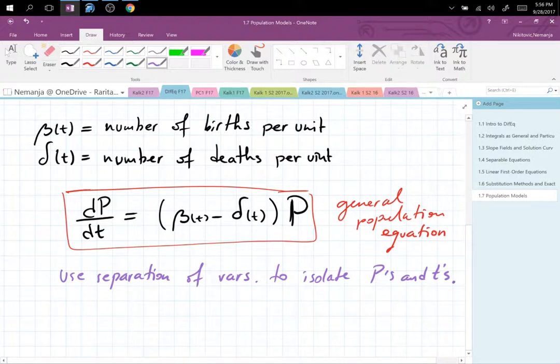As an example, the textbook is giving you the alligator population. It says suppose that an alligator population numbers 100 initially, so there's your P0, and that the death rate is 0.